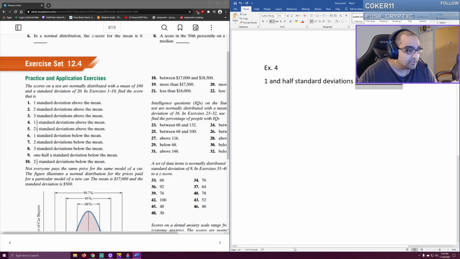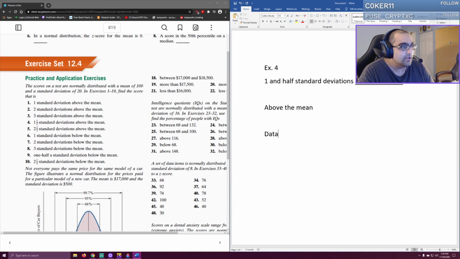So what does it mean to be above the mean? If we want to find the specific data item that is 1.5 standard deviations above the mean, we fall under one of two categories. First, above the mean: if you see the word above, then the data item you want to find is equal to the mean plus the number of standard deviations times the standard deviation.